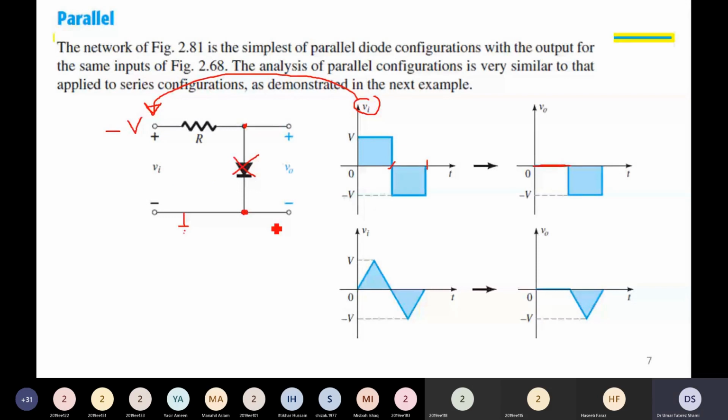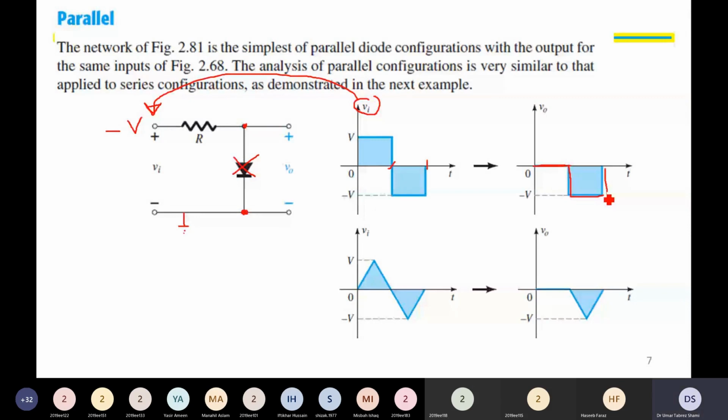Therefore, the voltage drop across the resistor is 0 volt, and all of the input voltage is now available at the output, with the diode being reverse biased. So what we have done is that we have made the input voltage, that is the minus voltage, available at the output. In this circuit, we have clipped away, we have removed the positive portion of the input signal.